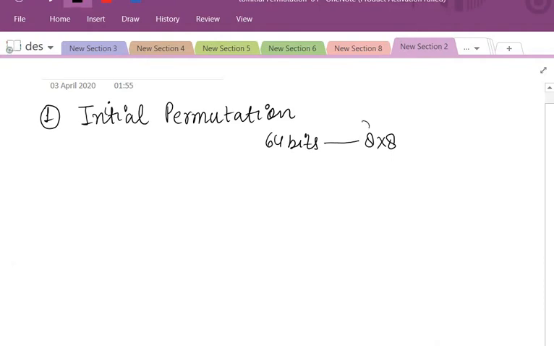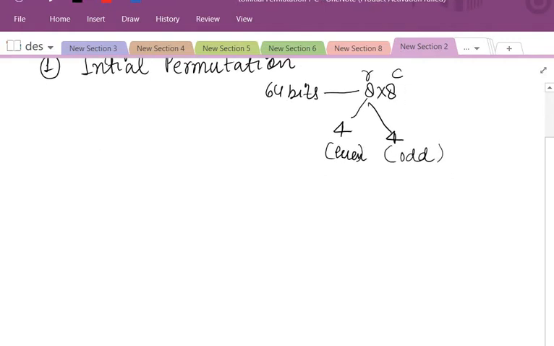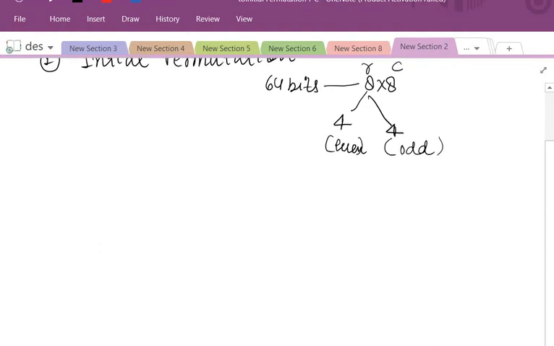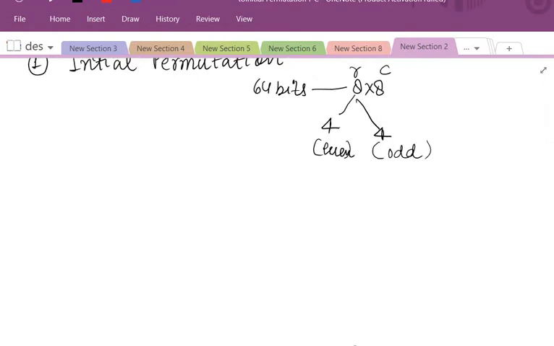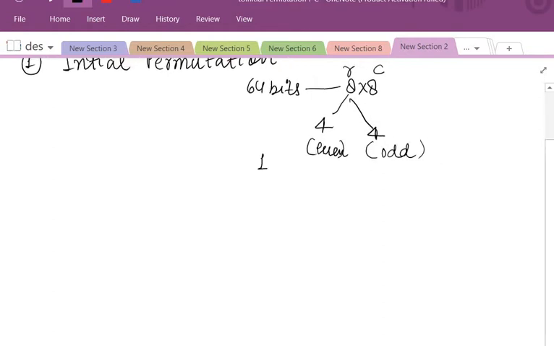This is the row and this is the column. Among these 8 rows, 4 rows will contain only those values which are even in nature, and 4 rows will contain only those values which are odd in nature. So for example, we have to draw our initial permutation table like this one. Please see this carefully, because a lot of numericals will be asked in the examination on this.